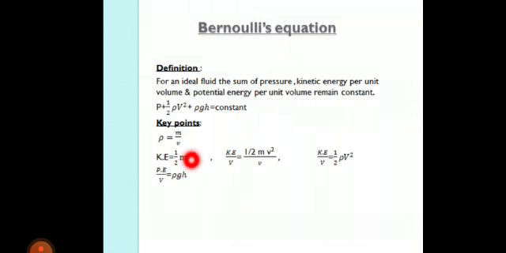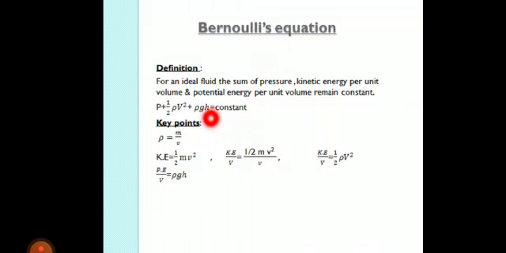For an ideal fluid, the sum of pressure plus kinetic energy per unit volume plus potential energy per unit volume remains constant. You are familiar with the term pressure, but you are not familiar with the terms kinetic energy per unit volume and potential energy per unit volume.